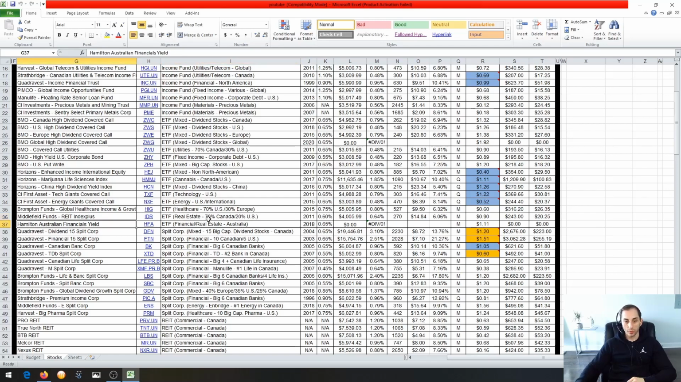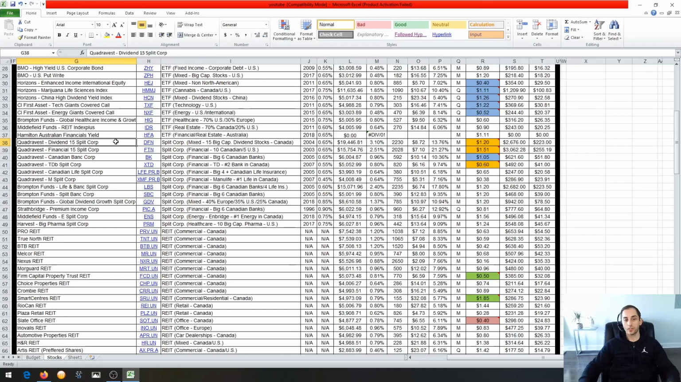And the next one is a new fund I recently discovered. I didn't invest in it yet, but I'm planning to. It's called the Hamilton Australian Financials Yield. So this is a good way to get exposure to Australia, and it focuses on the financial and real estate sector. This is a fund that I recently found, which I'm going to be investing in soon. It's from Hamilton.